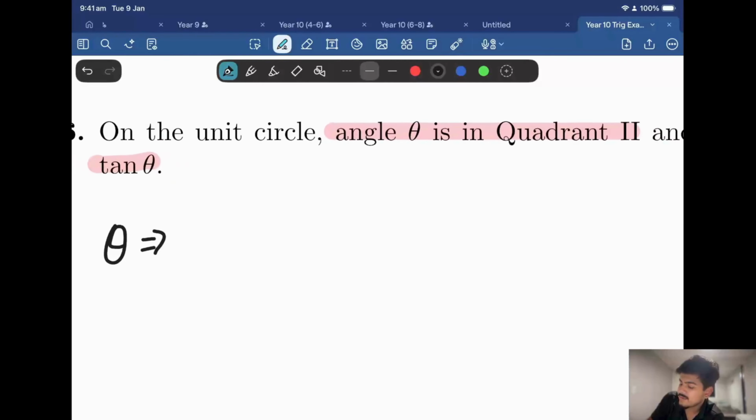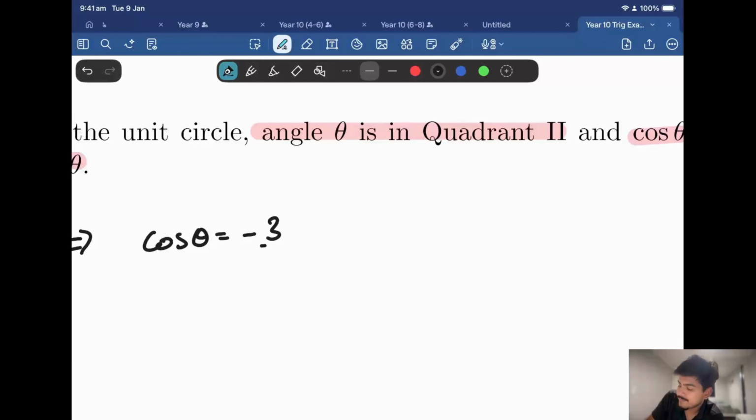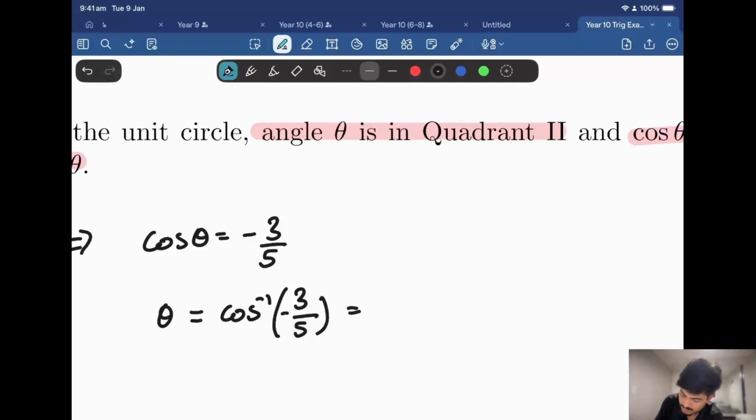Well, we have cos theta is equal to negative 3 over 5. What's my value of theta? We need to do the cos inverse, right? So theta is equal to cos inverse of negative 3 over 5. That's 126.870 degrees.